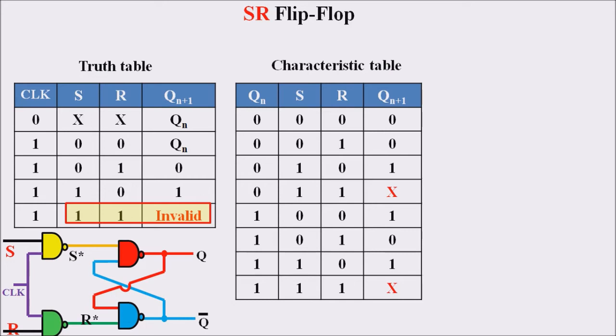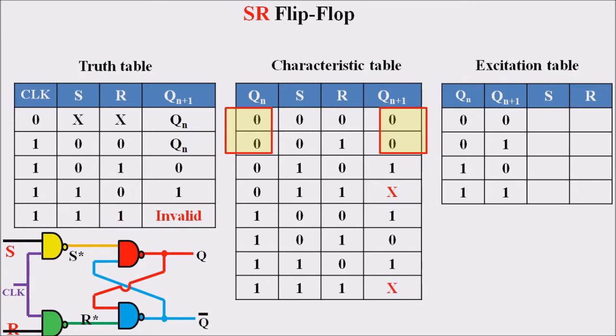This excitation table will be used in flip-flop conversions as well as digital counter designing circuits. So the excitation table is very important in the concept of counters as well as flip-flop conversions. The inputs of the excitation table are Qn and Qn plus 1. Thus we are dealing with two variables, and the combinations of these two variables will be 0 0, 0 1, 1 0 and 1 1. And this excitation table is designed with the help of the characteristic table.